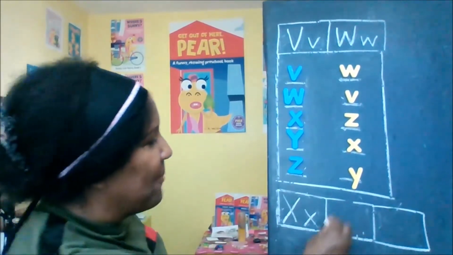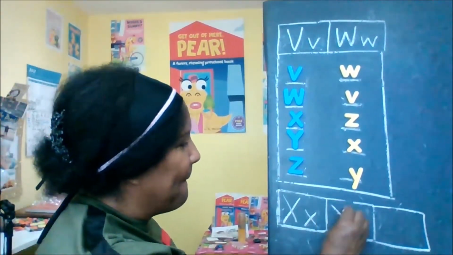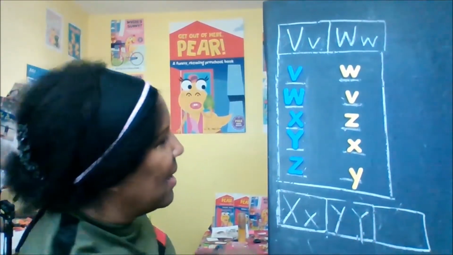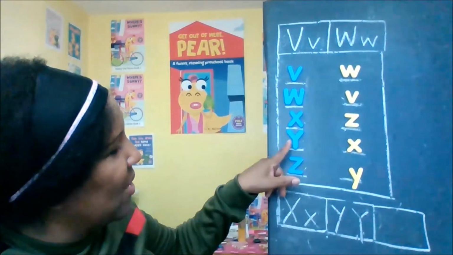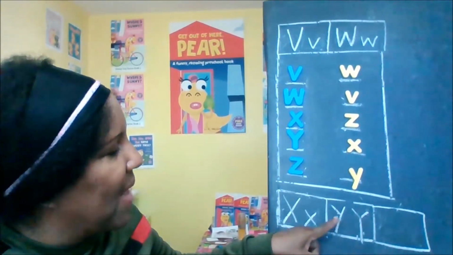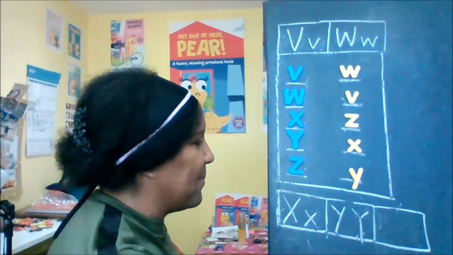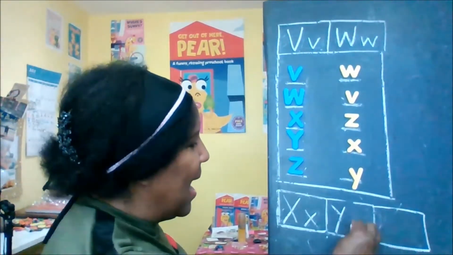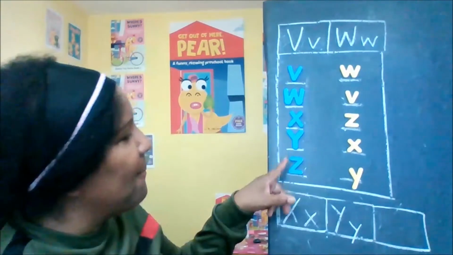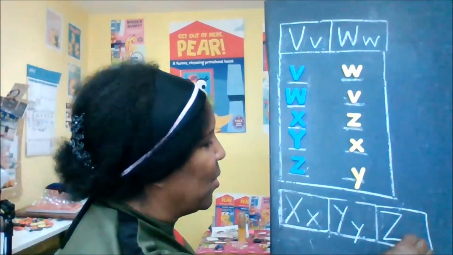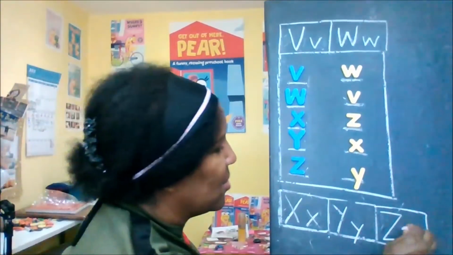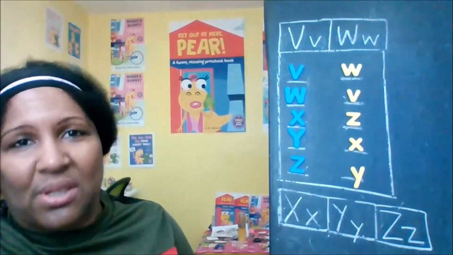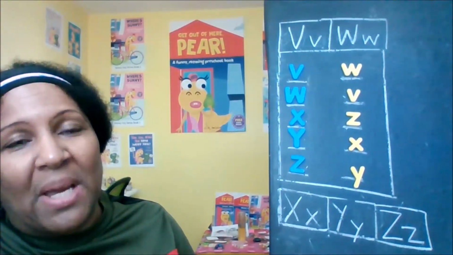We have Y. We have big Y. You can do it this way or this way. Usually I write my big Y that way, so that's the way I'm going to write it. And little y. And we have big Z, and we have little z. Do you see how all the letters look the same? Just about. So this will be an easy match.